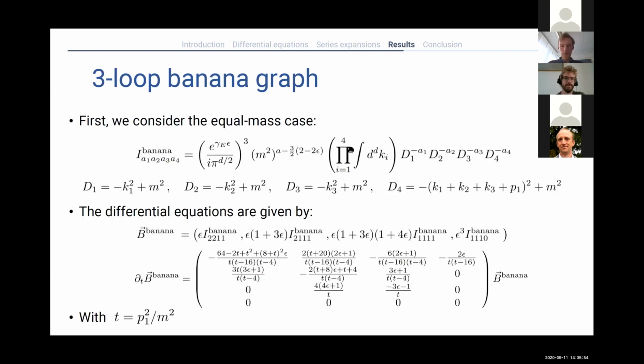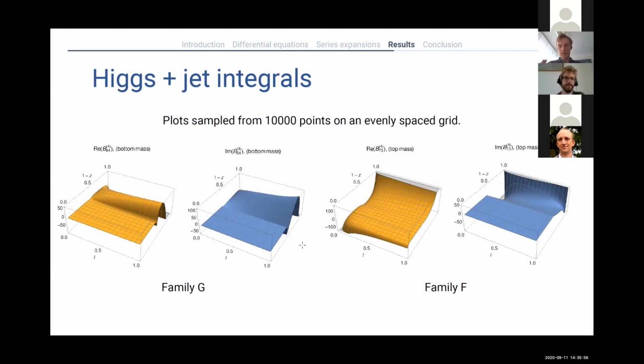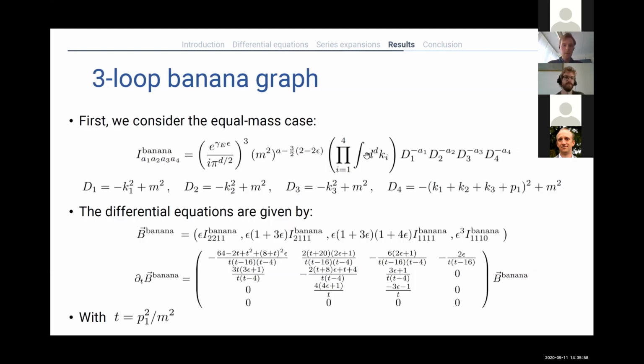Right, so I just wanted to get that one out there because it's a multi-skill example. But now, to be more in line with the spirit of this conference, we're going to look at these banana graphs, which are tricky to compute because, especially in the unequal mass case, they are not known to evaluate to some EMPLs. Something more complicated is necessary.